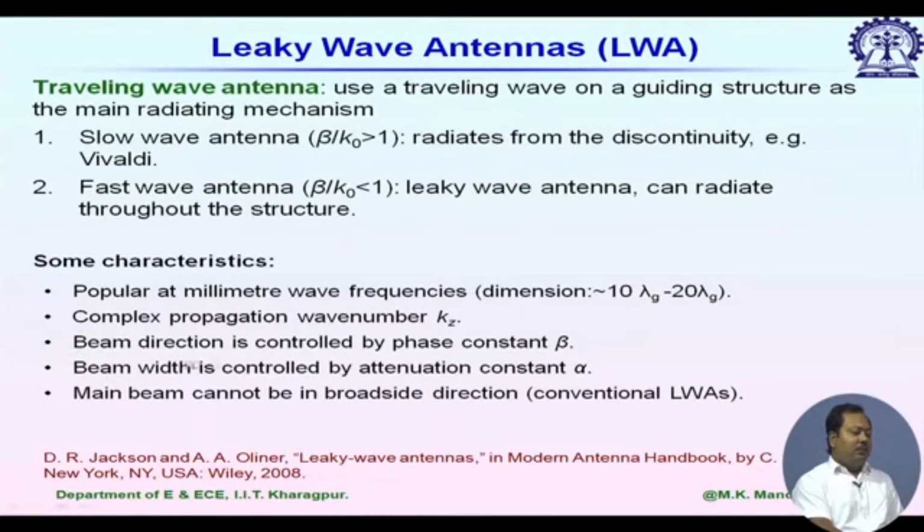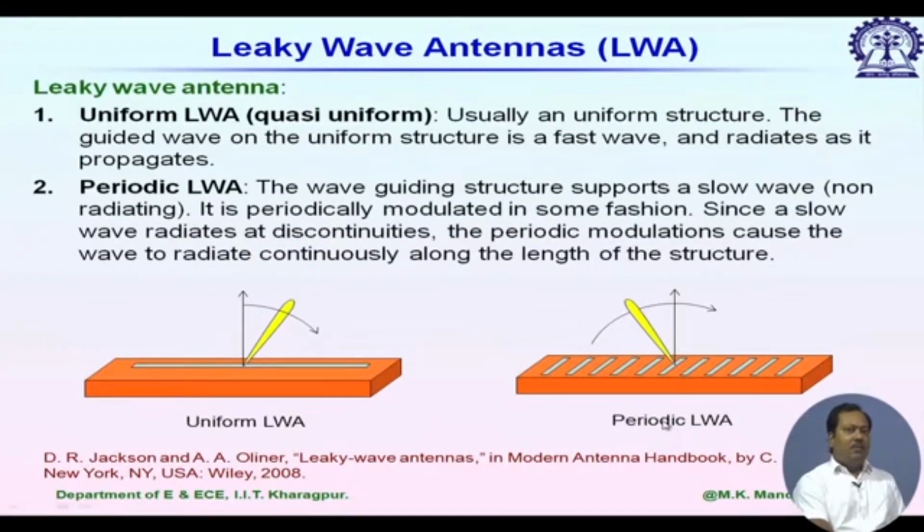Beam direction is controlled by phase constant beta. We will see that beam direction depends on the beta value, and beam width depends on the attenuation constant alpha. Smaller the attenuation constant alpha, smaller is the beam width of the antenna. Then main beam cannot be in broadside direction for conventional leaky wave antennas. We will discuss now one by one.